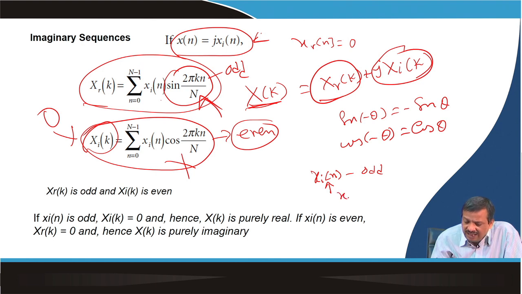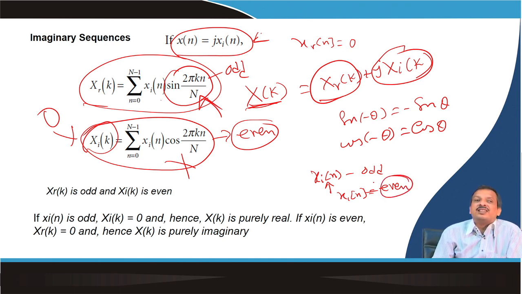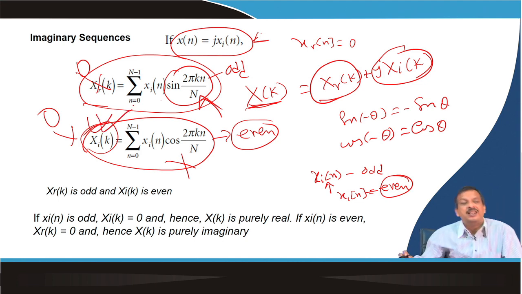Now, if my x[n] is complex, but the function is even, if the signal is a complex even signal, then I know the odd part becomes 0. So, this part becomes 0 in the frequency domain. So, this part is purely imaginary. For an imaginary sequence, if my sequence is odd imaginary, then the frequency transform is purely real. If my sequence is even imaginary, then my frequency transform is purely imaginary.